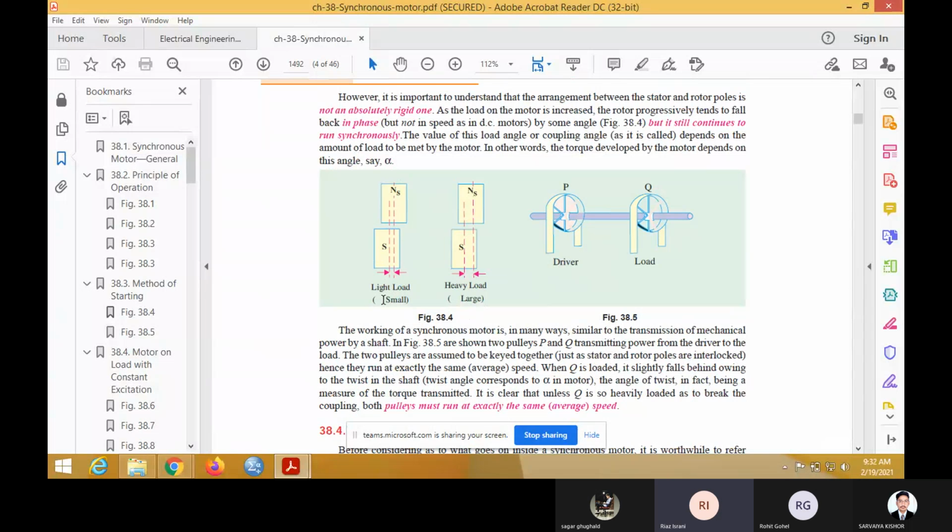Now you can see the light load condition and heavy load condition. Ns and S. Ns means stator synchronous speed, and S means rotor speed. Right, so the angle we get between these two is called the load angle.